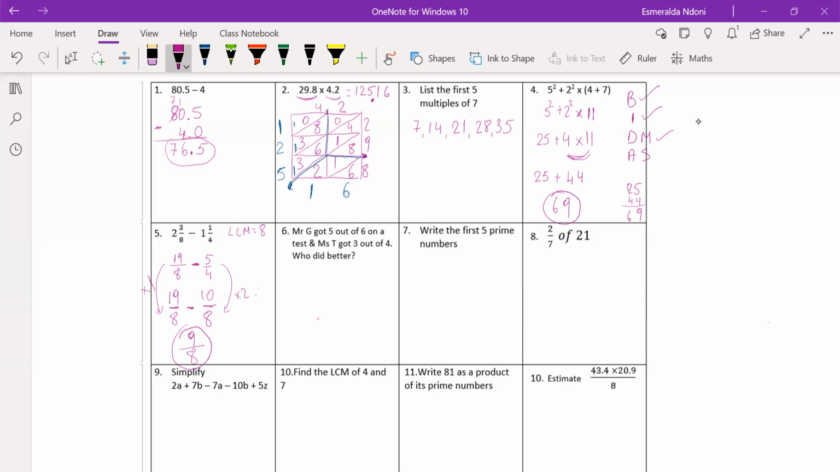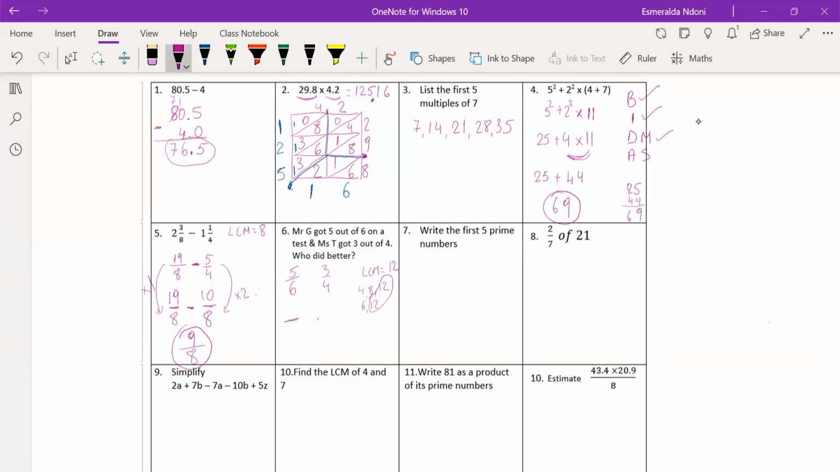Question number 6 says Mr G got 5 out of 6 on a test, and Miss T got 3 out of 4. And it's asking you to compare them, who did better. Now to compare, we need to find the LCM. And the LCM of 6 and 4, so remember to write the multiples to find the LCM. We can see that it's 12.